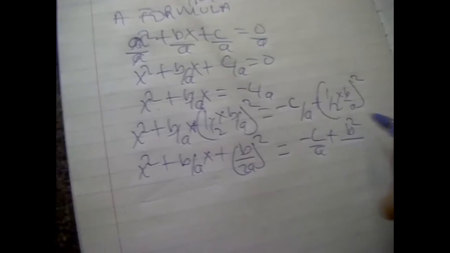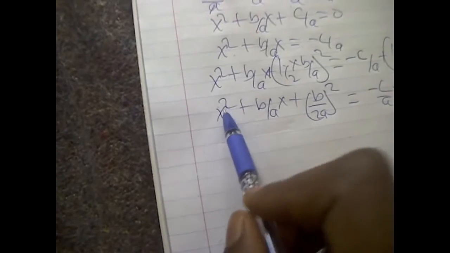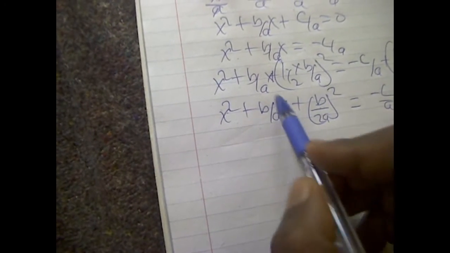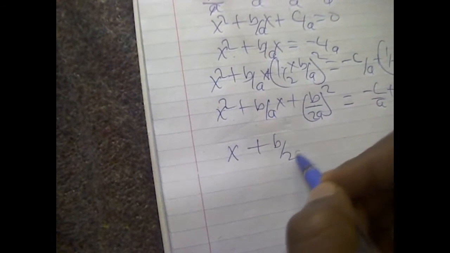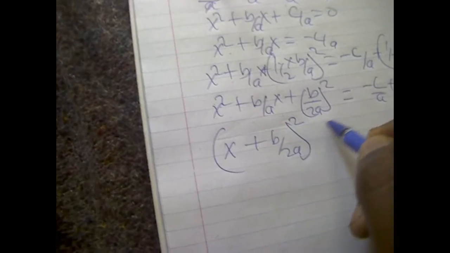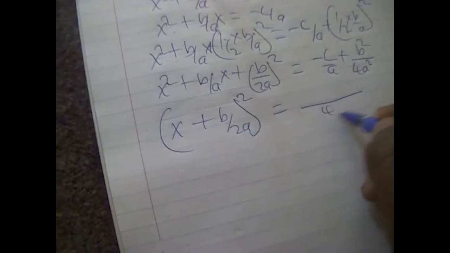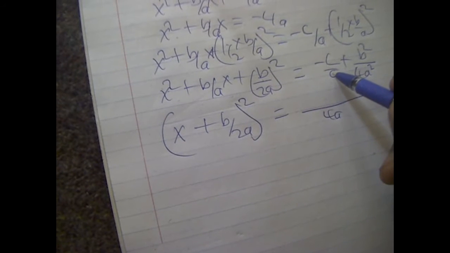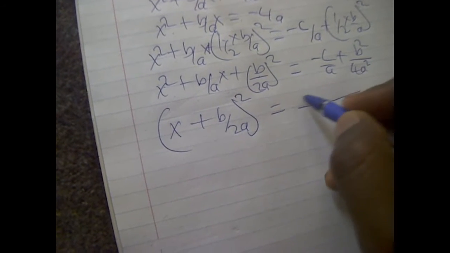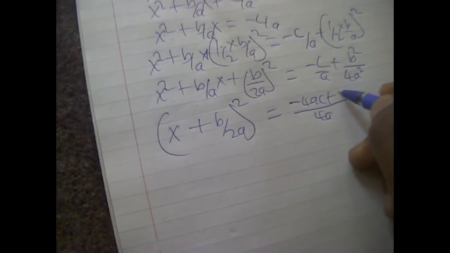2a times 2a, we get 4a squared. And now the other procedure is you take this and this, you leave the middle one, so it becomes x plus b over 2a, you put the square in the bracket, equals to the LCM of 4a squared and a, which is 4a squared. 4a squared divided by a is 4a, so 4a times negative c, we get minus 4ac, plus 4a squared divided by 4a squared, we get 1 times b squared.